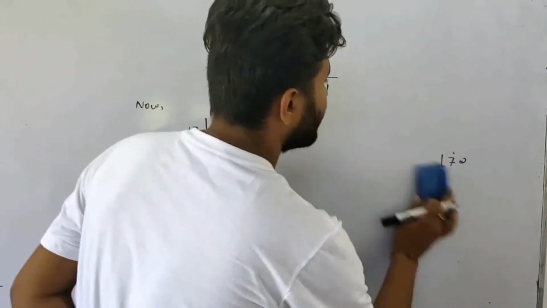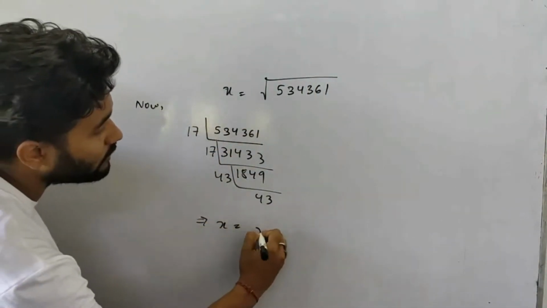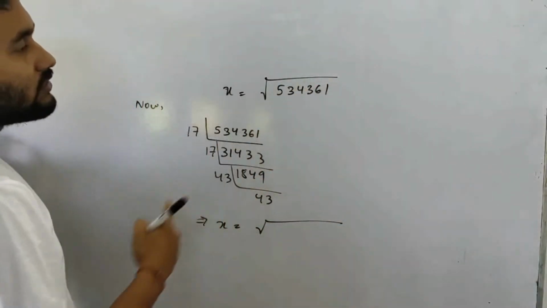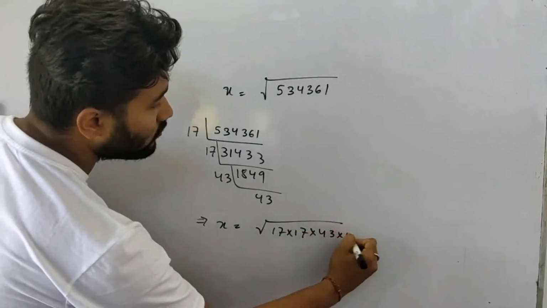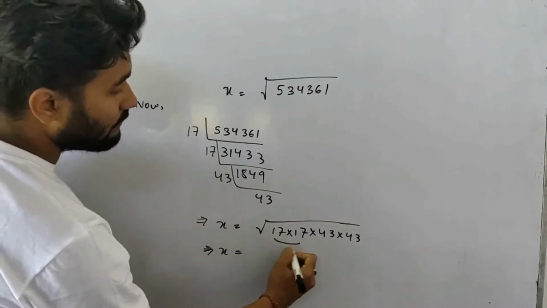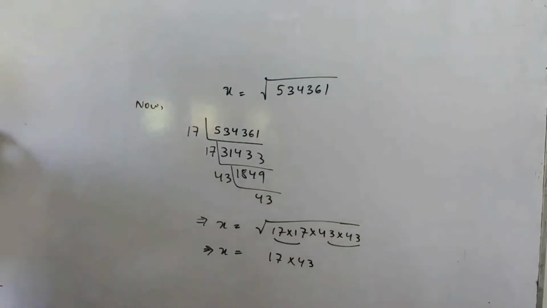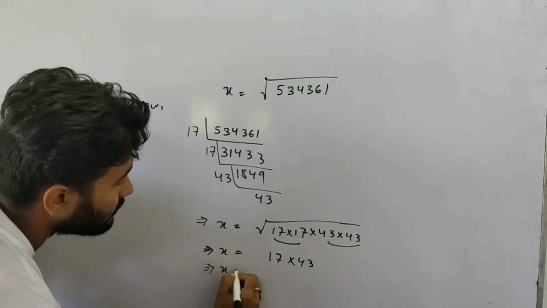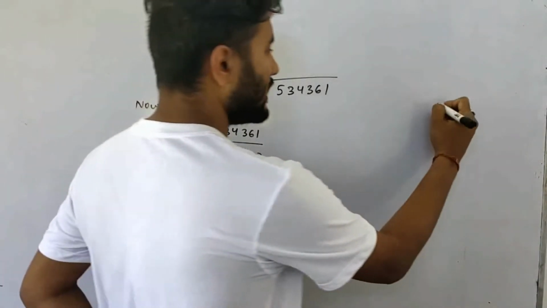So now what you will write? Which implies x will be equal to root over 534361, which is how much? 17 into 17 into 43 into 43. Which implies x will be equal to, from this square of 17, 17 will come out, from this square of 43, 43 will come out. So what will be your answer? Your answer will be 17 into 43. Multiply 17 into 43. What is 17 into 43? Multiply. That is your answer.